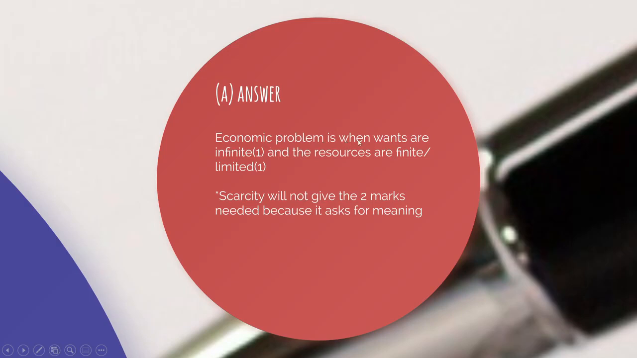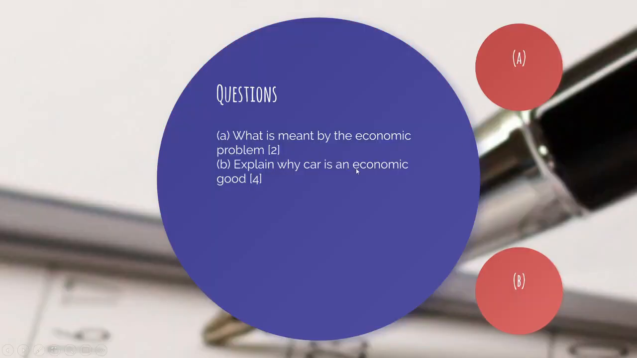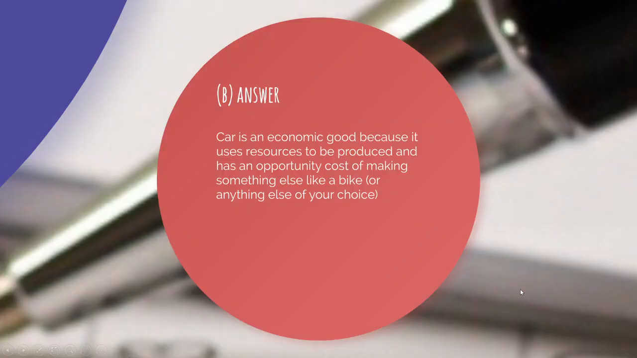Economic problem is when wants are infinite and the resources are finite or limited. This one shows that it is 1 mark for infinite wants and 1 mark for limited, finite resources. If you write only scarcity, then it won't give you 2 marks because it's asked for a meaning. So we need to give the meaning of the thing and not the term. Okay, now let's check the B part.